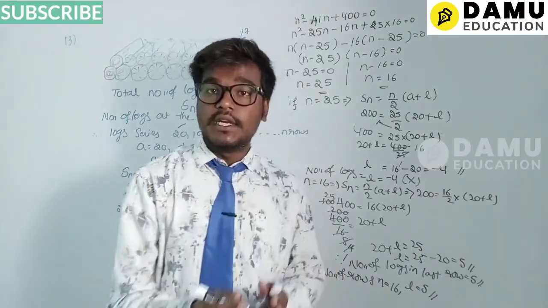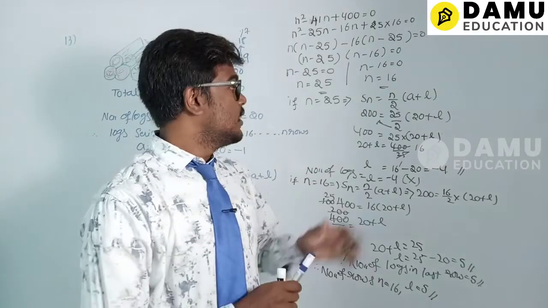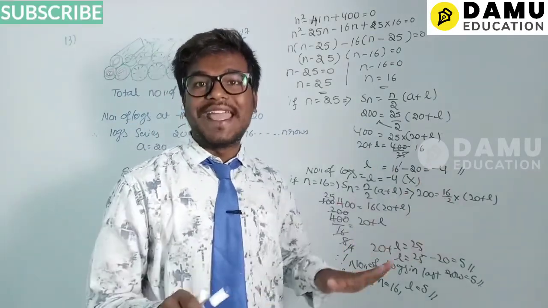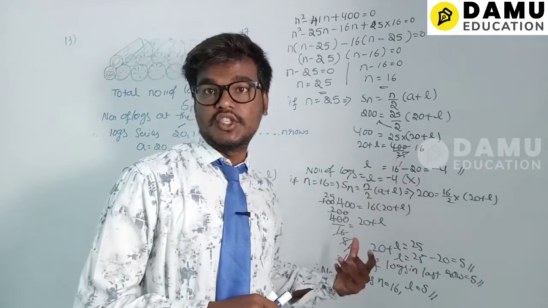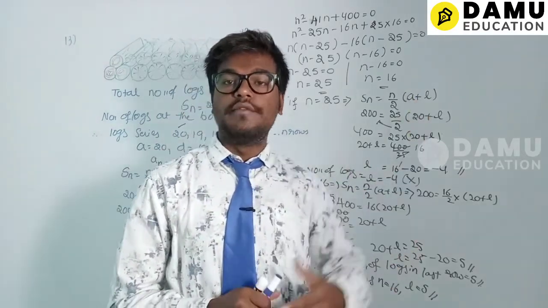Number of rows you can consider 25, but that value shows that the number of logs will be minus 4. That is not an existing case. For that we have taken 16 as the number of rows and we got the total number of logs in the last row will be equal to 5.